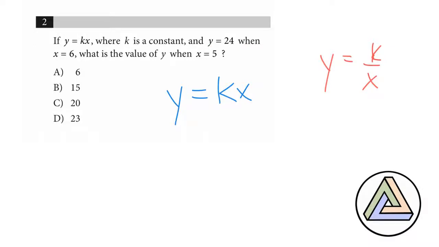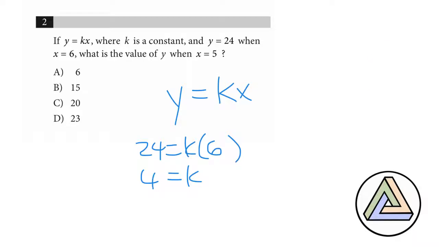So they say y equals 24 when x is 6. That's the clue. In other words, 24 equals k times 6, and therefore k equals 4. We'll get rid of this. So we now know what k is, which basically means that we can rewrite this equation as y equals 4x, because now we know for sure that k is equal to 4.